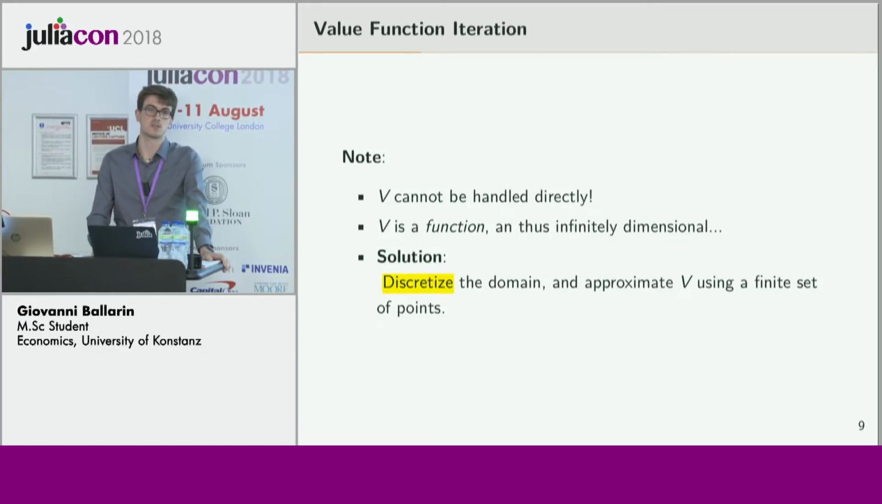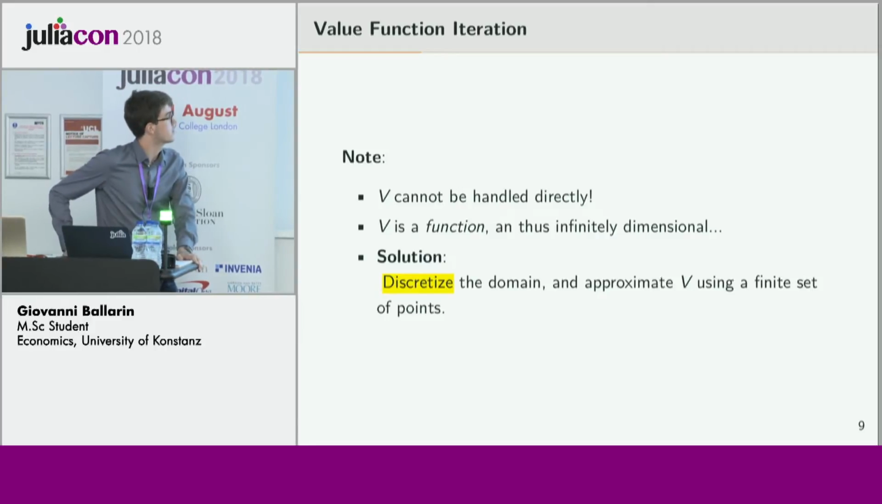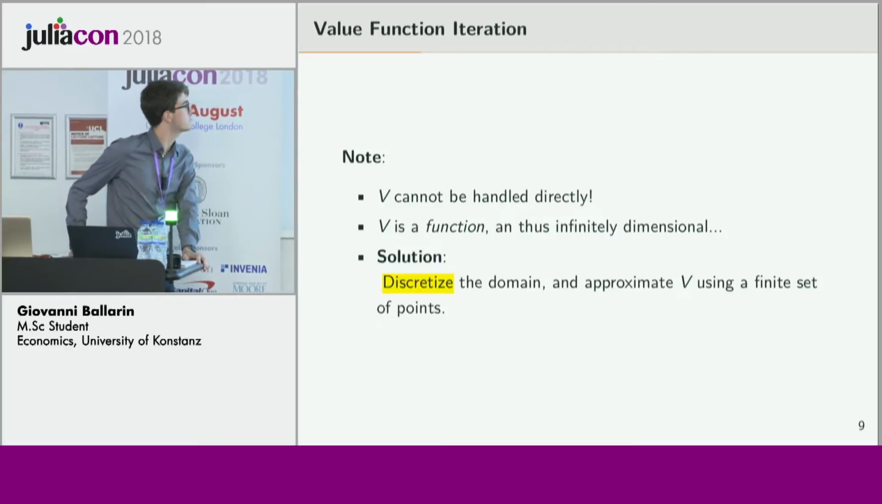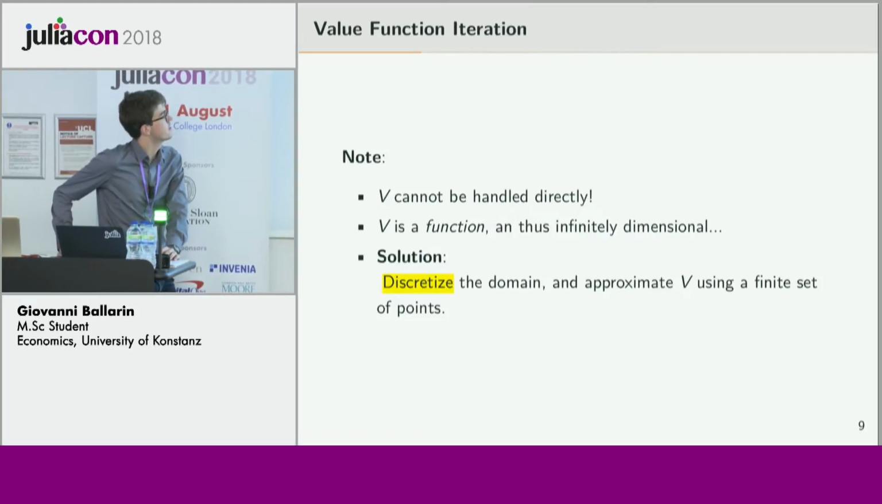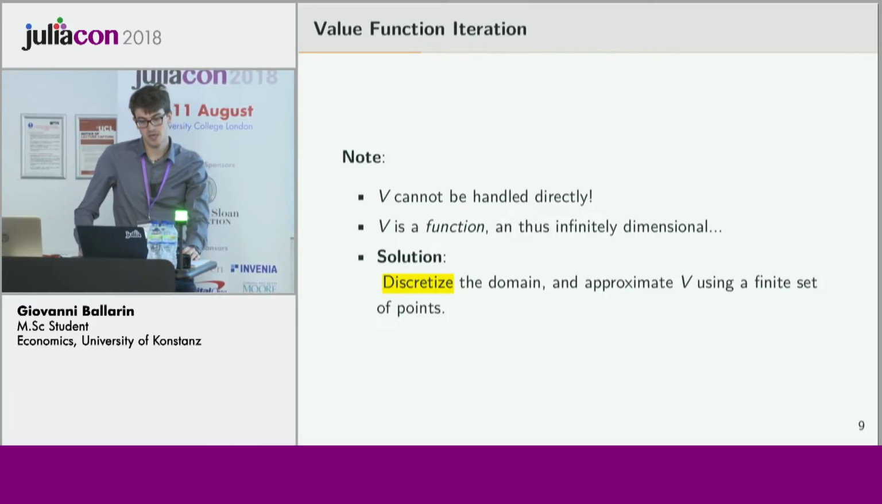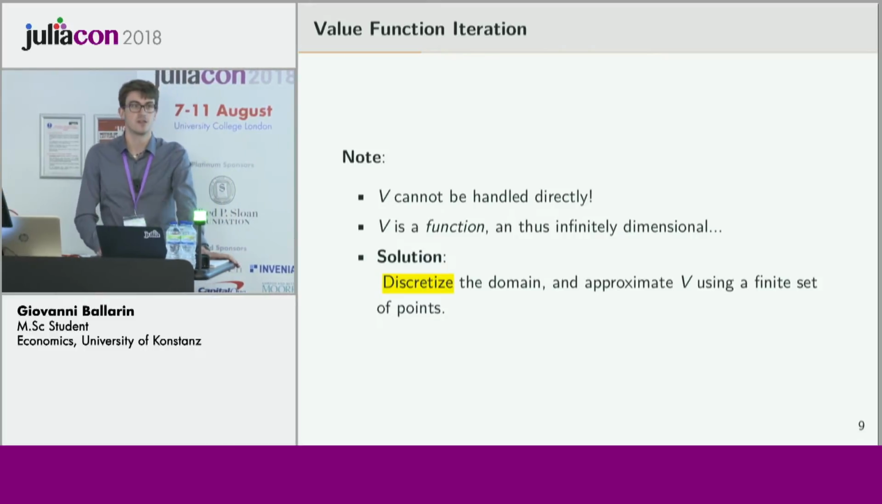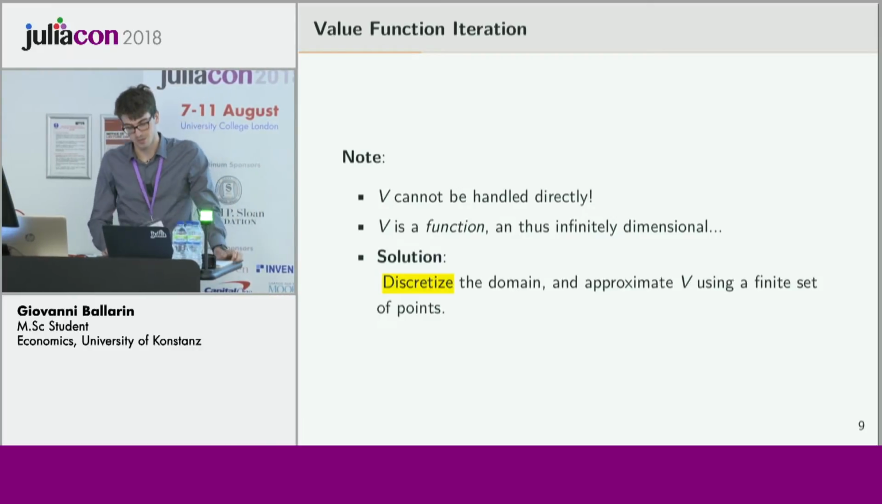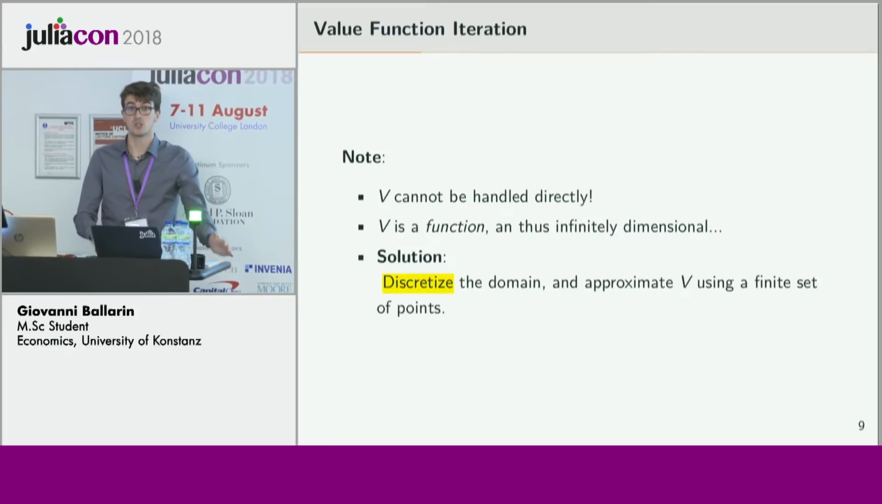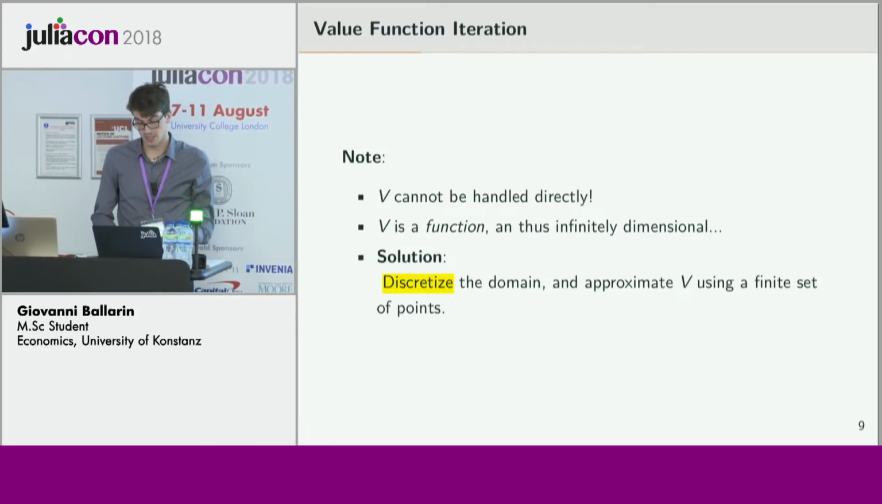Of course, V is a function, and this is numerical computing, so we can't really use functions. We're going to approximate the infinite dimensional object with a discretization over the domain. We should discuss how to discretize value functions, but maybe we're not going to do it here because it's a complete problem on its own. So I'm just going to assume that an even discretization of the domain is good enough.